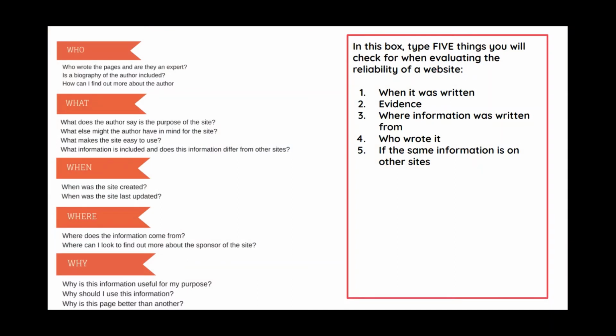So in this box, you will type 5 things you will check for when evaluating the reliability of a website. This was already written. So when it was written, evidence, where the information was written from, who wrote it, and if the same information is on other sites. So these are 5 things you can look for when you're checking for reliable sites.